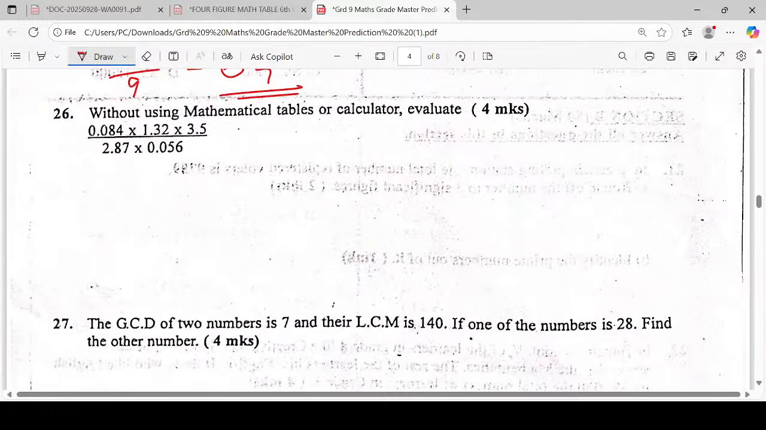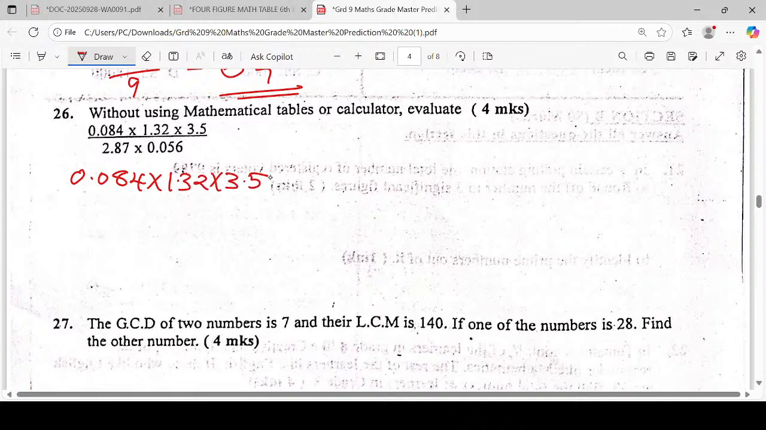Let us look at the next question. We have 0.084 times 1.32 times 3.5 divided by 2.87 times 0.056. Without using a math table or a calculator, you need to evaluate. So we are going to count the number of decimal places. In the numerator, we have 6. In the denominator, we have 5.